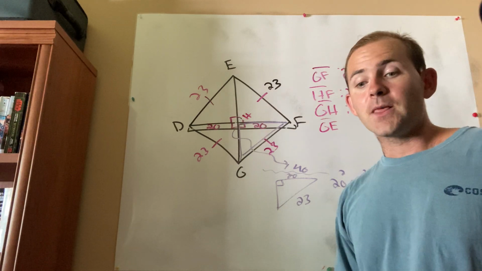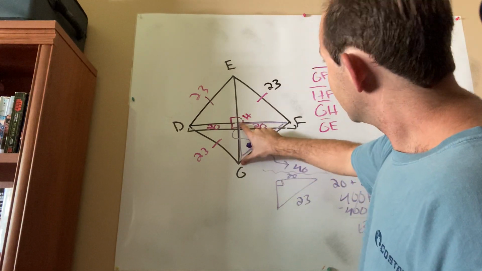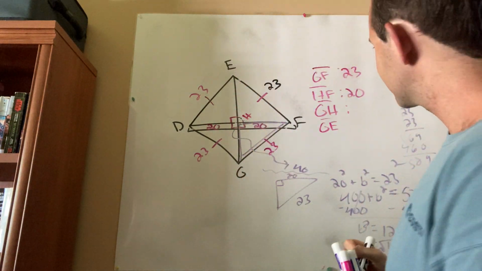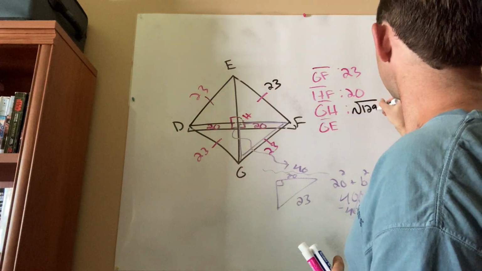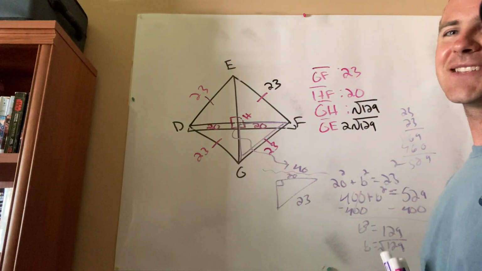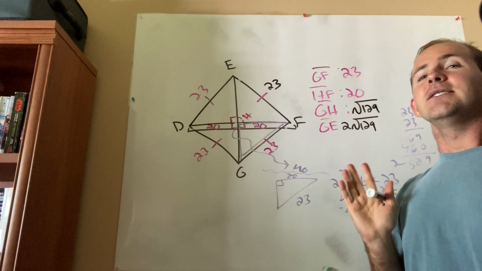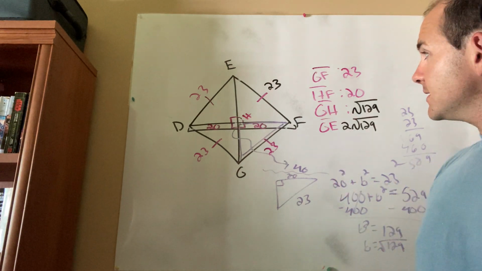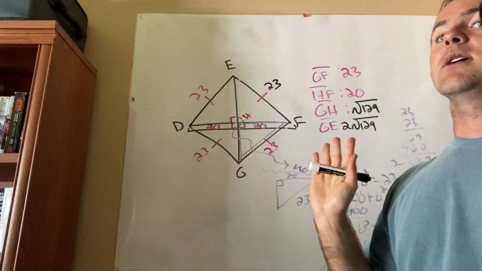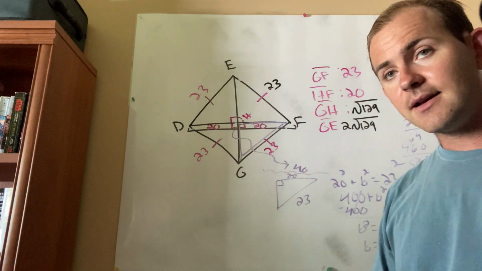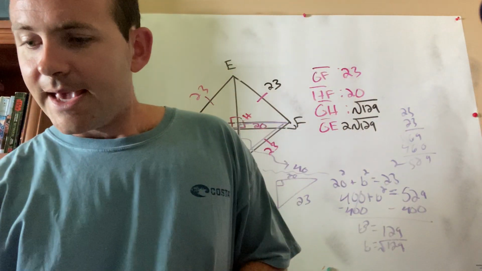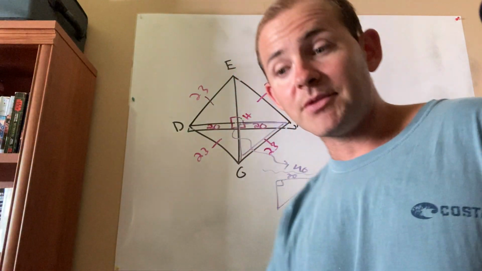Okay, so rad 129 would be this piece, but this piece is also rad 129, so the whole thing would be how many rad 129s? 2. So GH is rad 129, and GE would just be 2 rad 129 because it's twice as long. So notice, part of this problem was easy because all it relied on was us simply realizing that 4 sides were congruent and that the diagonals bisected each other. The other parts were a little bit more involved because we had to use the Pythagorean theorem to find unknown side lengths.